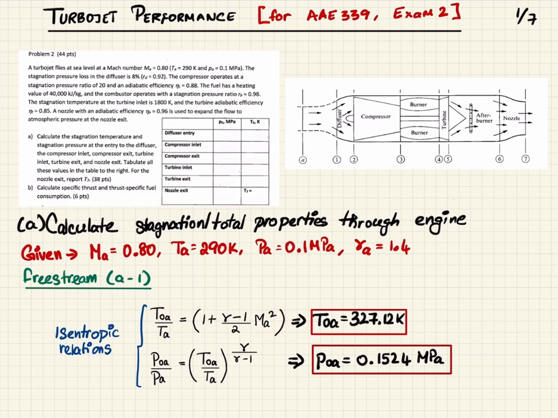So we have all the information here, and using this, we determine our free stream stagnation temperature to be 327.12 Kelvin, and our free stream stagnation pressure to be 0.1524 megapascal.